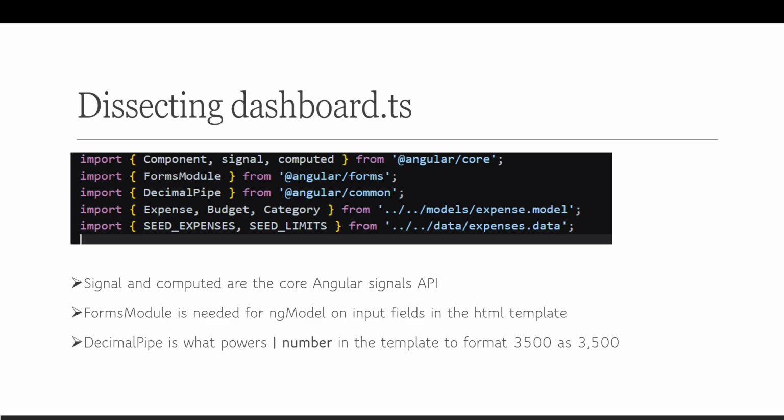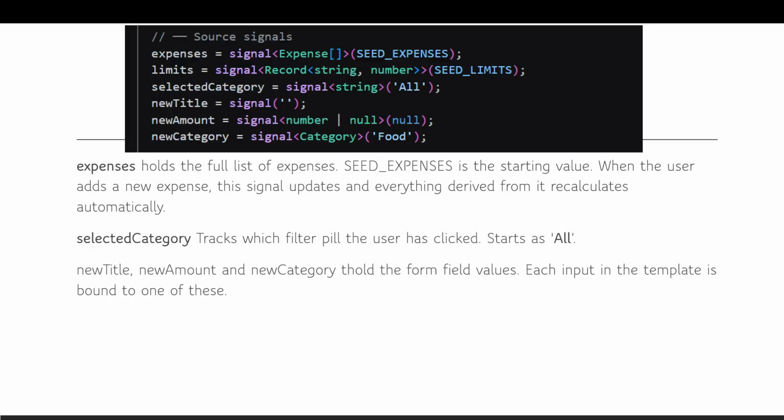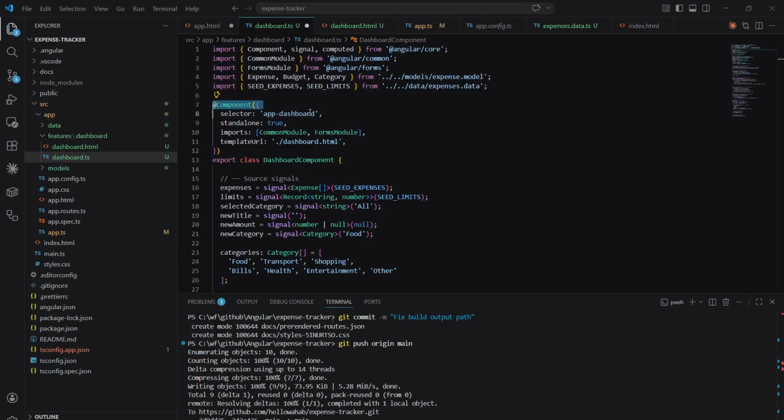Just to quickly add, the forms module is needed for the ngModel which we are going to use in the template. And one more thing we have used is the decimal pipe, which helps us format a number, like 3500 should be rendered as 3,500. So with this being done, let's move to the next part. This one is somewhat explicit, so I will be skipping it. Only a component is mentioned, and the export class for the dashboard component is created.